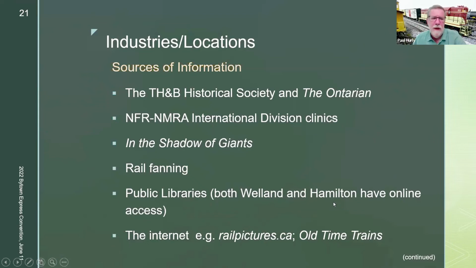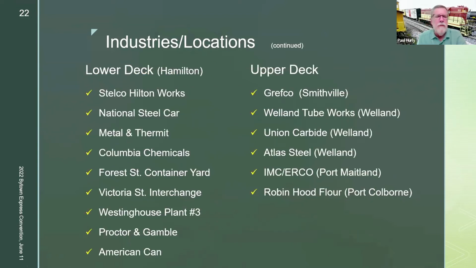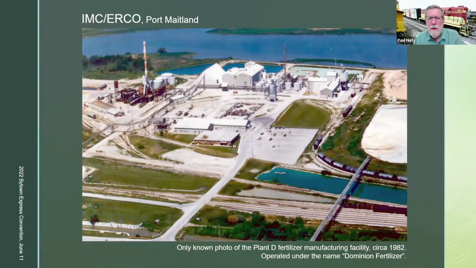So thanks to the internet and public institutions and others, getting information onto the internet is in itself a wealth of information. Here's what I've discovered over time. The obvious industry in Hamilton, Stelco, has been supplemented by all sorts of other locations and facilities that created traffic for the railroads. Just as recently as 2 weeks ago, I was reminded that Smithville had this company, Grefco. So my research in many respects is ongoing. Again, just the marvel of the internet.